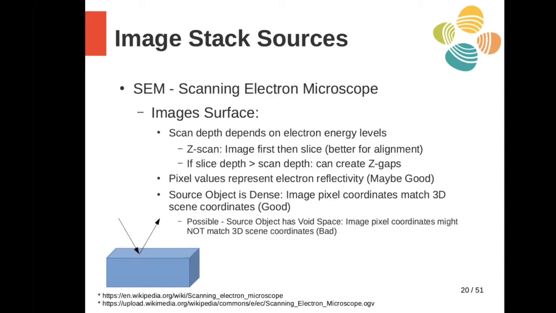So there are some good things about it in that we first scan and then we slice. So the alignment on these image stacks tends to be better to begin with. But if the slice depth is thicker or greater than the scanning depth, this is where we can get these Z gaps appearing. So the pixel values represent electron reflectivity, which can usually be good, provided that the sample has been well prepared. So typically for cell samples that have been stained to make different parts of the cells highlight in a different way, to have different electron reflectivity so we can see them better. So if the source object is dense, or the voids have been filled in, then we will also get good matching between the object space and the image space as well.